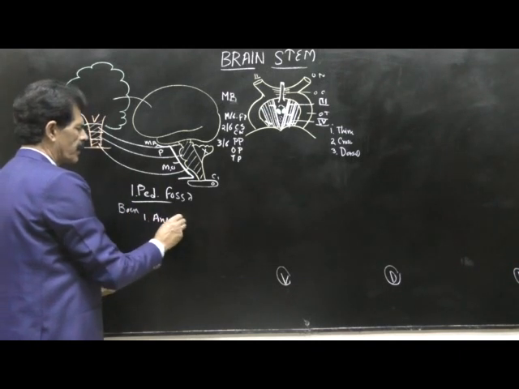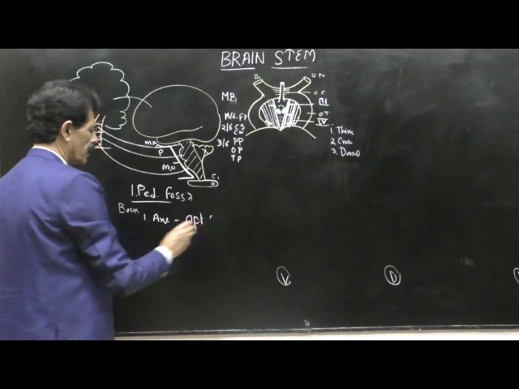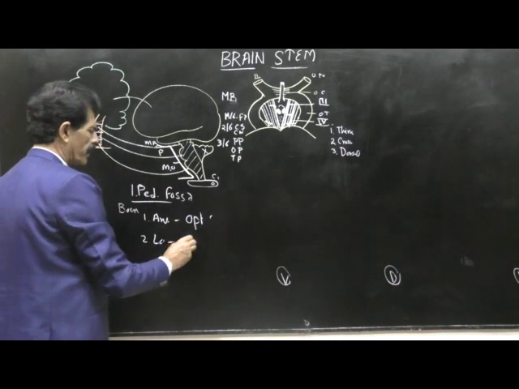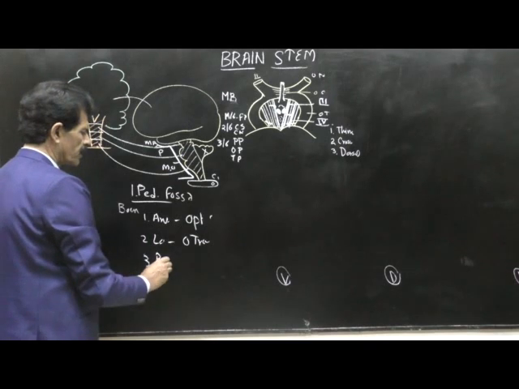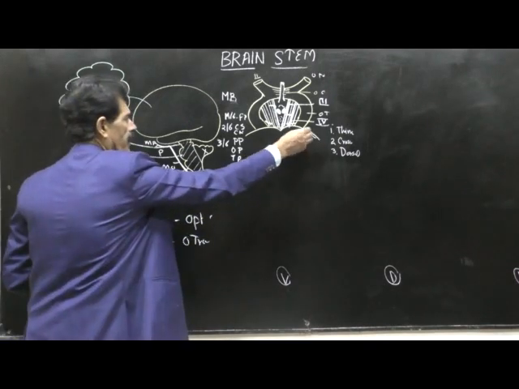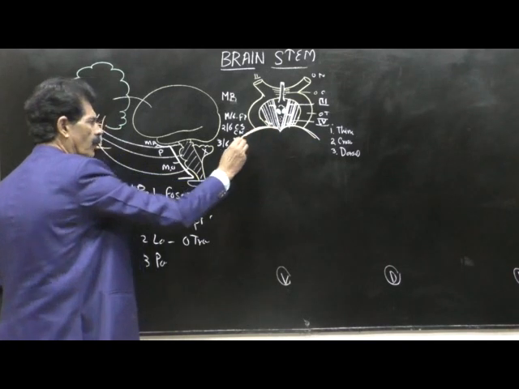anteriorly it is bounded by the optic chiasma, laterally it is bounded by the optic tract, posteriorly it is bounded by the anterior border of the pons.